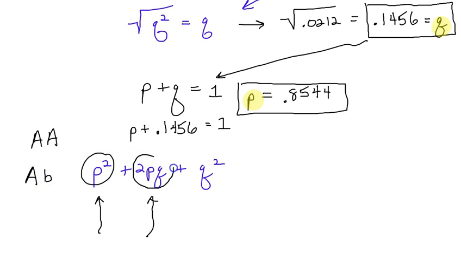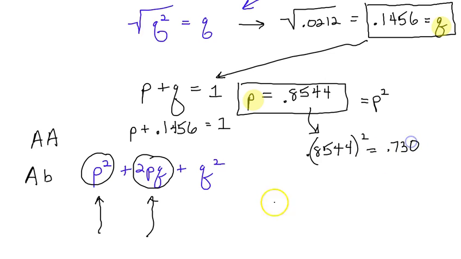Well, I have my individual numbers. What's p? So to get p squared, which is the individuals, I square this number, 0.8544, and I square it. And when I do so, I round a little bit and I get 0.730. Well, what's that? That's the frequency of the individuals that are homozygous dominant. What is the frequency of the individuals that are heterozygotes, so carriers?